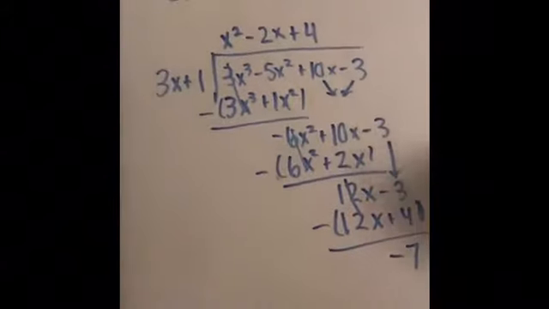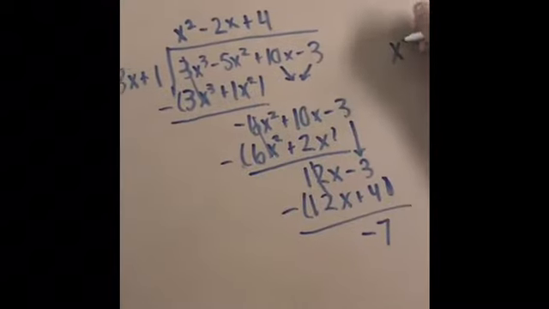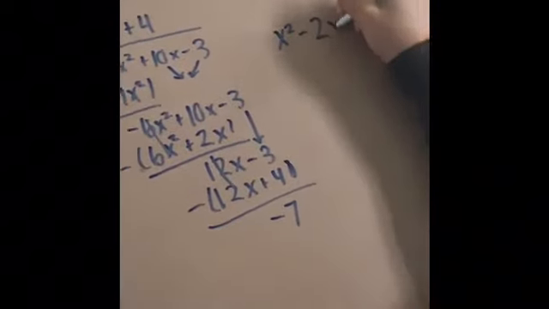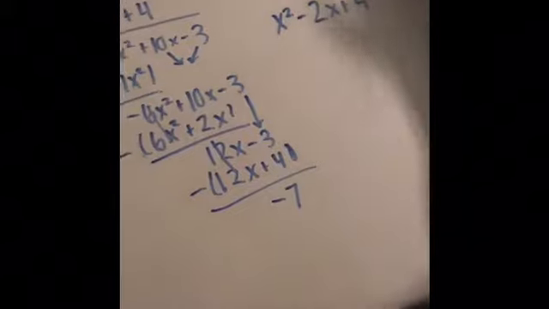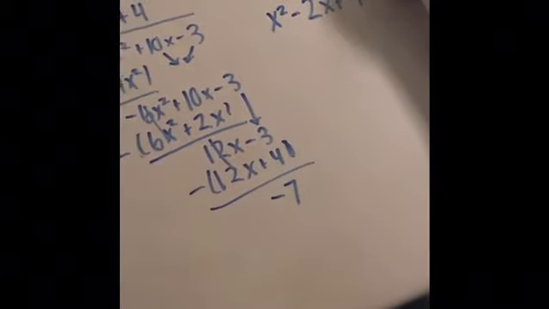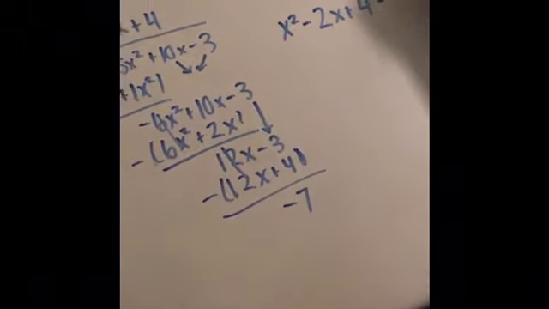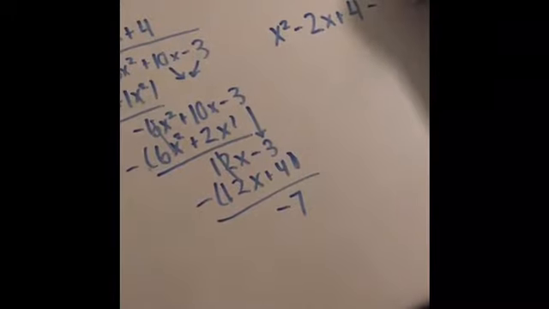So the final answer would be x squared minus 2x plus 4 with a remainder of negative 7. So negative 7 over 3x plus 1.